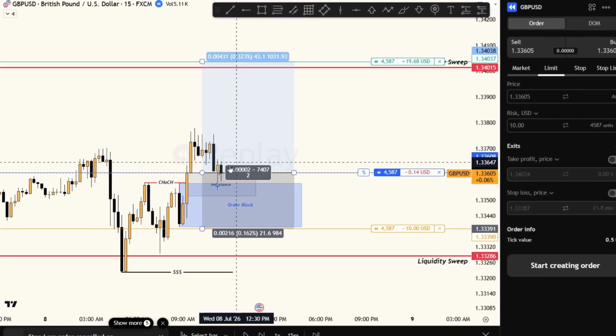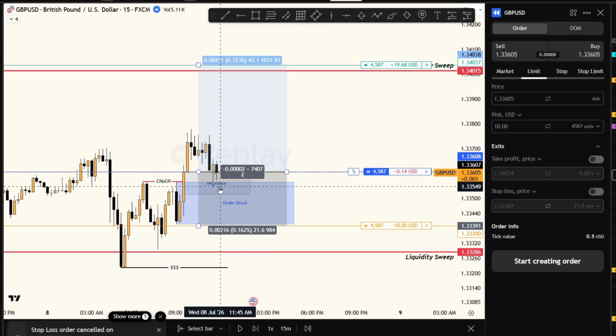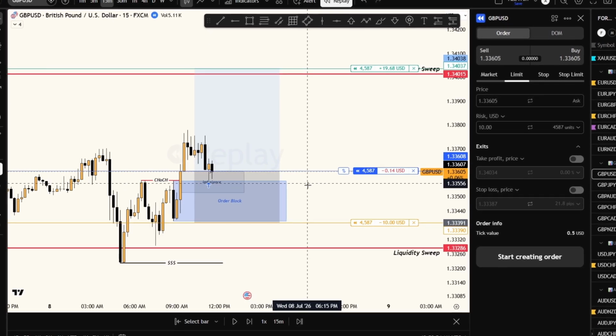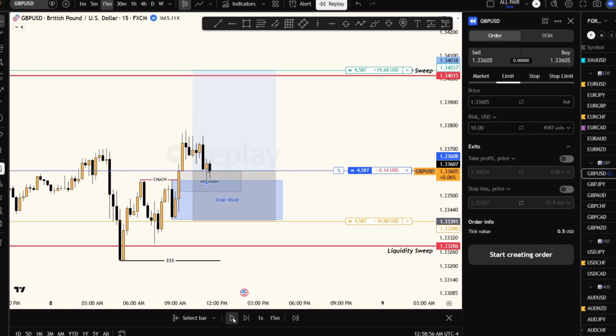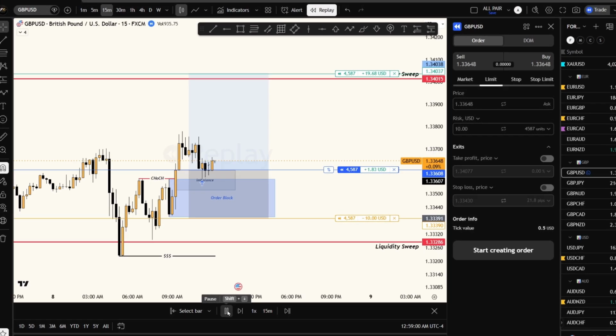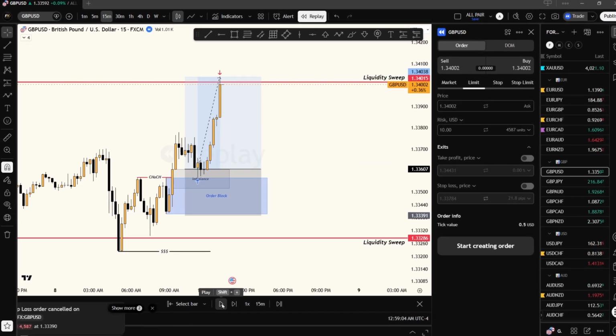As you can see, price has tapped our entry zone, so our buy order is now active. From here, there's nothing left to do except follow the plan. Let's continue the replay mode and see how price reacts from this area. Once a trade is triggered, avoid making emotional decisions. Let the market either validate or invalidate your original setup.